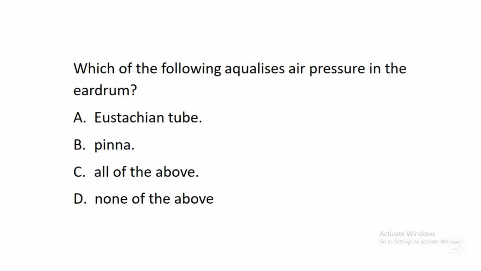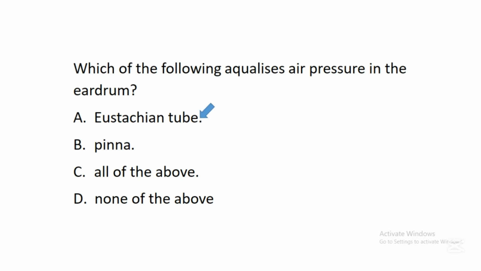The next question says, which of the following equalizes air pressure in the eardrum? A. Eustachian tube, B. Pinna, C. All of the above, D. None of the above. In this question, the correct answer is A.